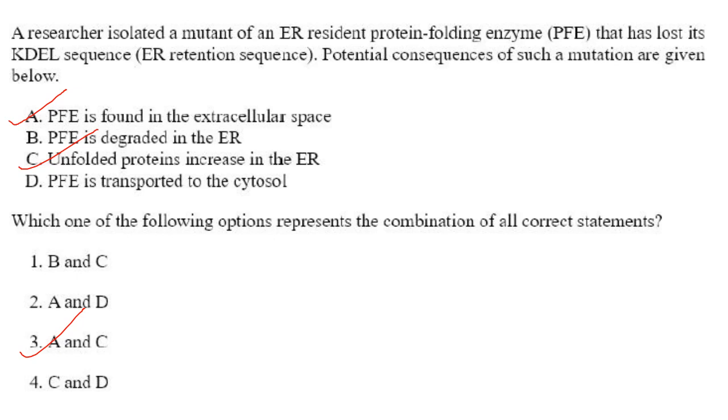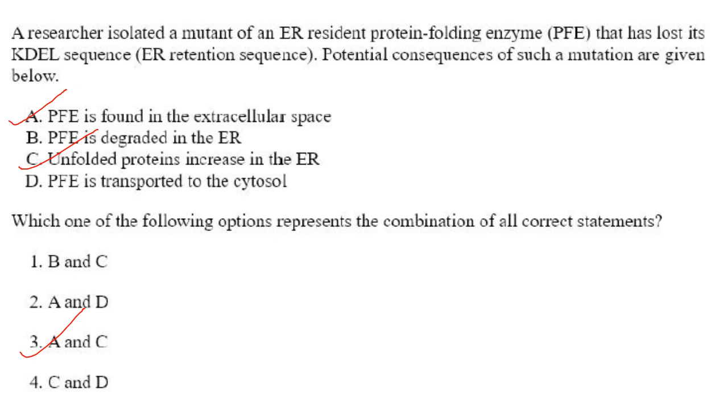Then next one. A researcher isolated a mutant of an endoplasmic resident protein folding enzyme PFE that has lost its KDEL sequence, that is endoplasmic retention sequence. Potential consequences of such mutation are given below. Which one of the following options represent the combination of all correct statements?